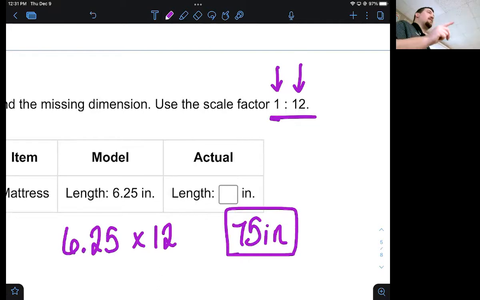What if they would have given you the actual length of the mattress and asked you to find the model length? Would you times by 12? You'd have to divide because you've got to go this way instead of going the other way. So you'd have to divide it back to see what it was.